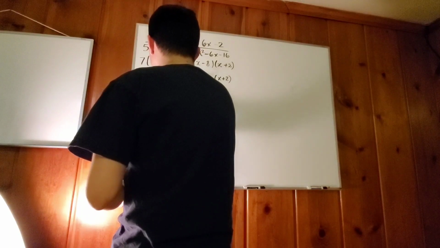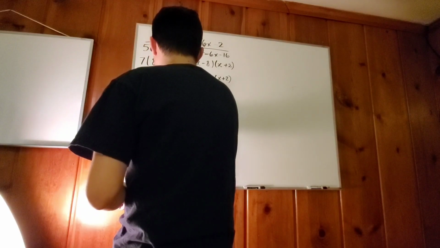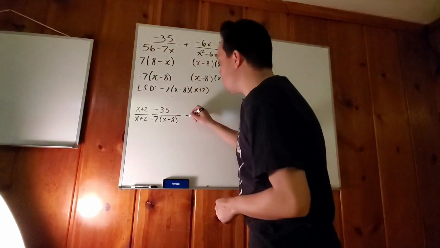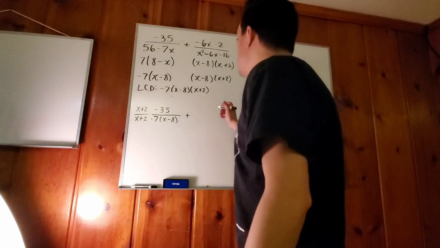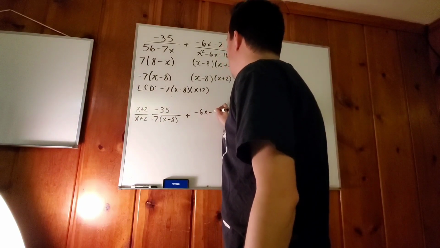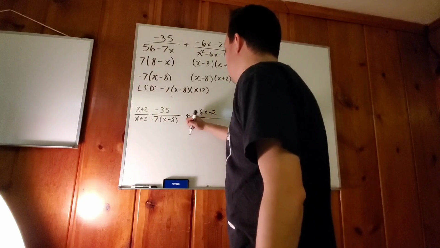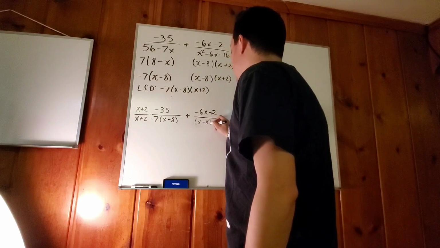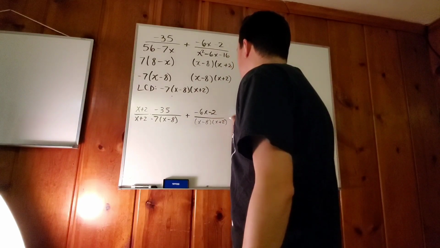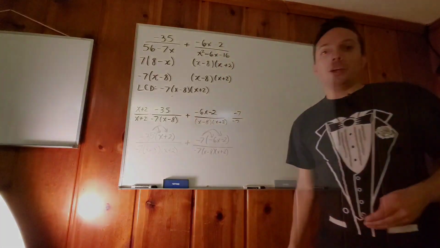because x plus 2 over x plus 2 is going to be 1. And so it's going to be negative 35 over negative 7, x minus 8. Plus, we are adding in this particular example, plus negative 6x minus 2 over, no, not negative 7 yet, but x minus 8, x plus 2 times negative 7 over negative 7. And that's what we have right there.